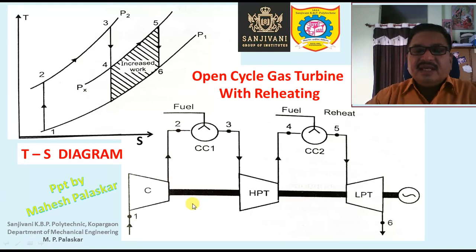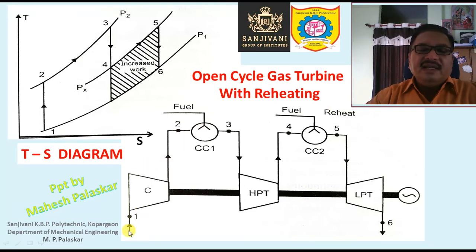Let us see. So in reheating, what is done is that after the expansion of the air in the high pressure turbine, further the air is heated in one more combustion chamber, and again it is expanded. So we are using 2 turbines and we are using 2 combustion chambers, so that the power which is obtained by the turbine is increased, right? So let us study what exactly this reheating process is.